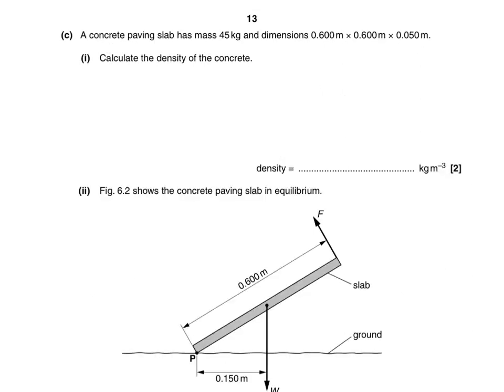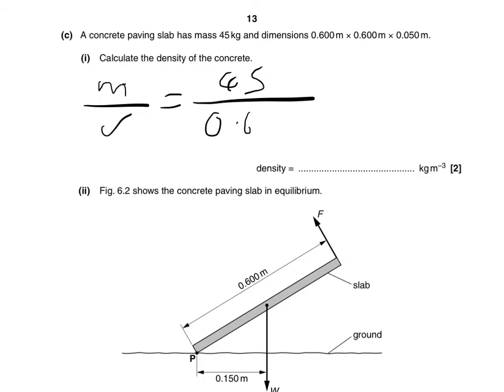Now for the next part, we want to calculate the density. The density is mass divided by volume. We've got volume given in meters, we have kilograms, the density is kilogram per meter to the minus 3. So this should be absolutely fine. It's going to be 45 divided by 0.6 times 0.6 times 0.05, and that will give us the density of the concrete. And the density equals 2,500 kilogram per meters cubed.